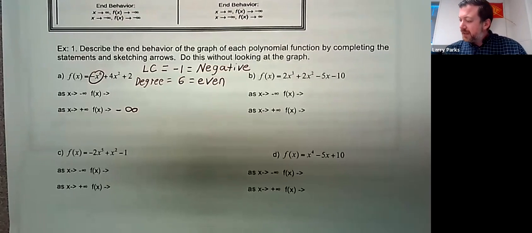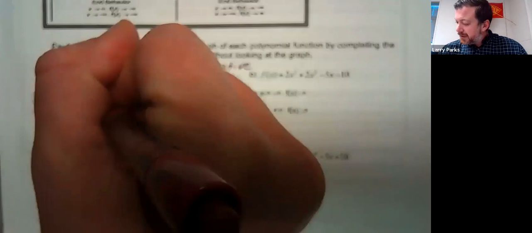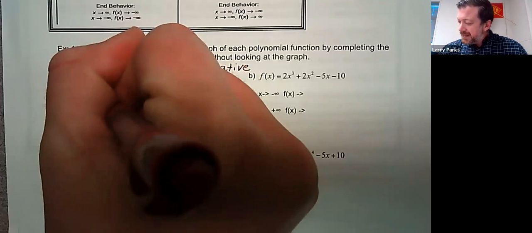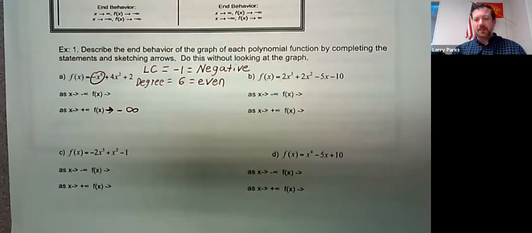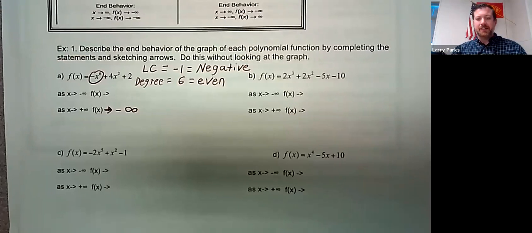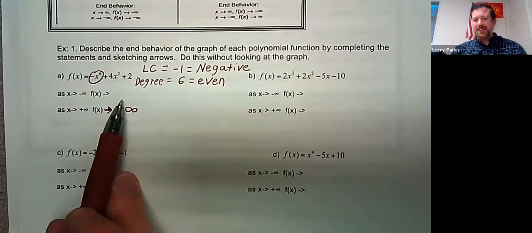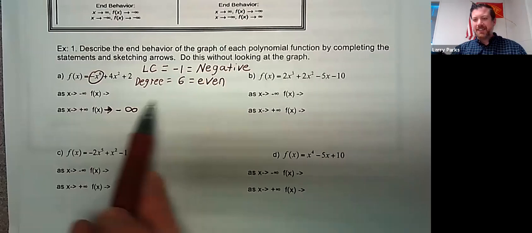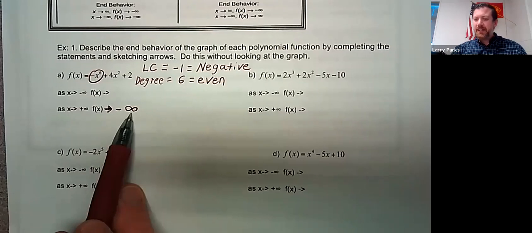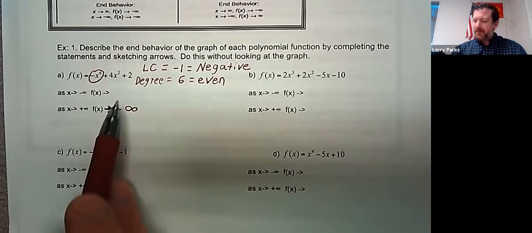And this arrow, their arrows are kind of funny, but this is supposed to be an arrow, okay? Now, once you fill this in, the other part's easy. If the degree is even, it does the same thing. So if I put a negative infinity here, I need to put a negative infinity there.